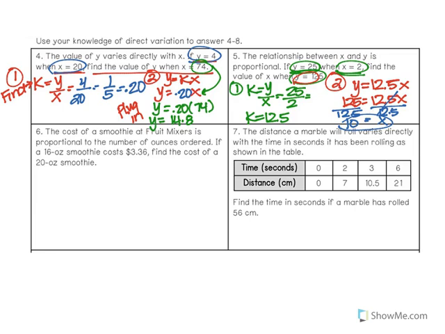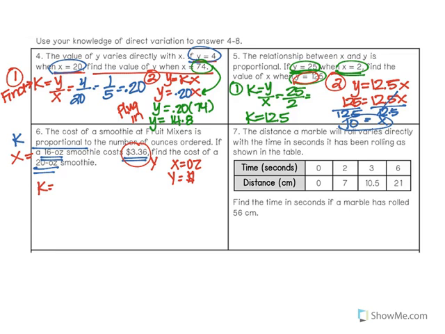Now, those two were very basic, and then moving into the next one, you have to be able to identify the x and the y. So the cost of a smoothie at a fruit mixer is proportional, which tells us we're going to be finding that k, to the number of ounces ordered. If 16 ounces of smoothie costs $3.36, find the cost of a 20-ounce smoothie. I said previously that money is always our y, so that's my y, which makes the 16 our x because the ounces. So x is ounces and y is money in this case.